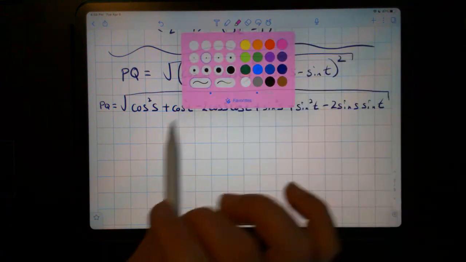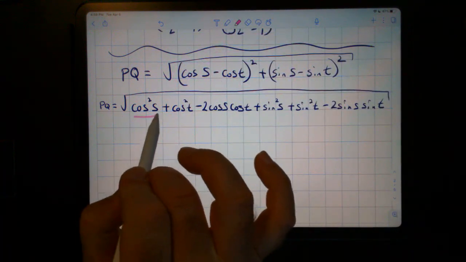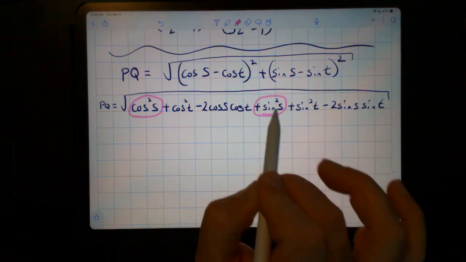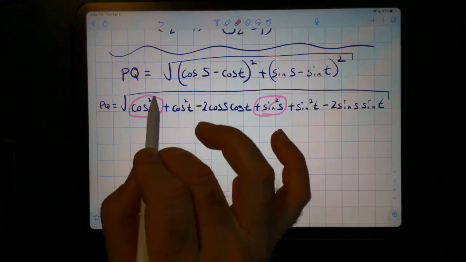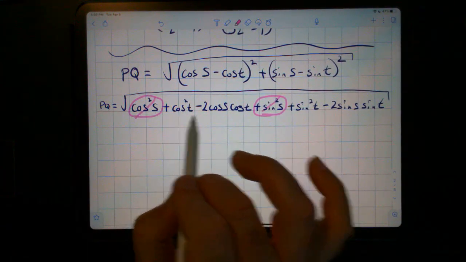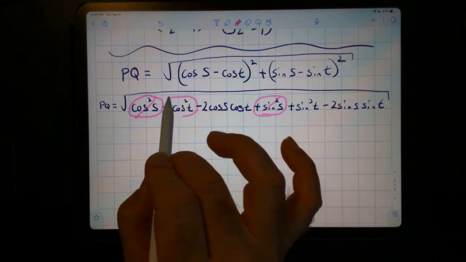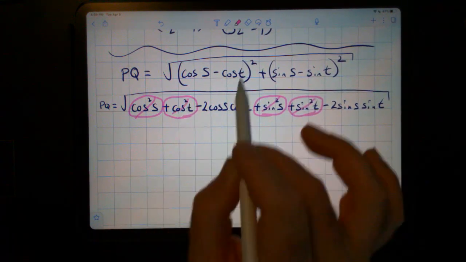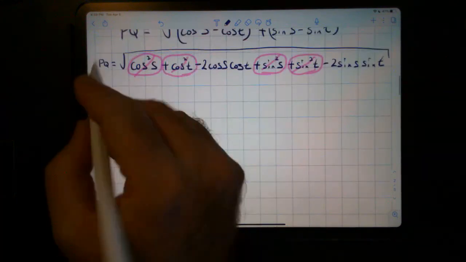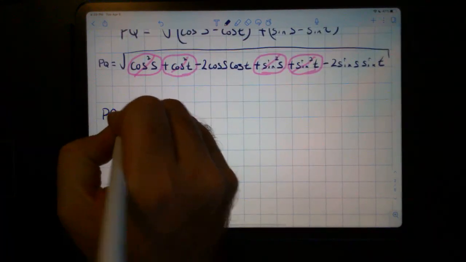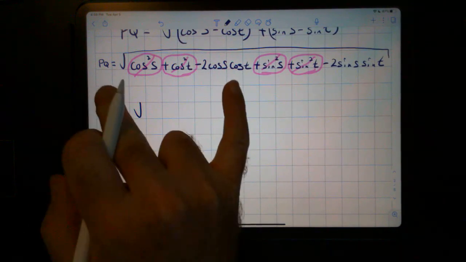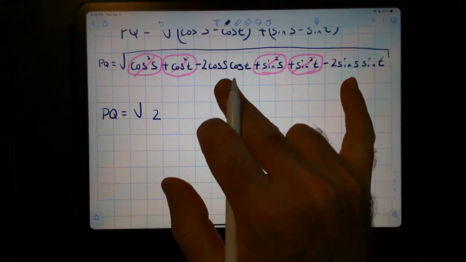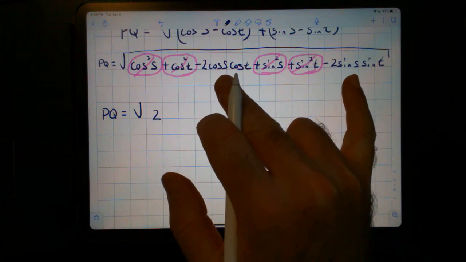Now, notice we have cosine squared of an angle S plus sine squared of S, that gives you 1. And we have cosine squared T plus sine squared T, that equals 1. Okay, so this is the same thing as PQ is equal to the square root. We have 1 plus 1, which is 2. And this cannot be simplified.